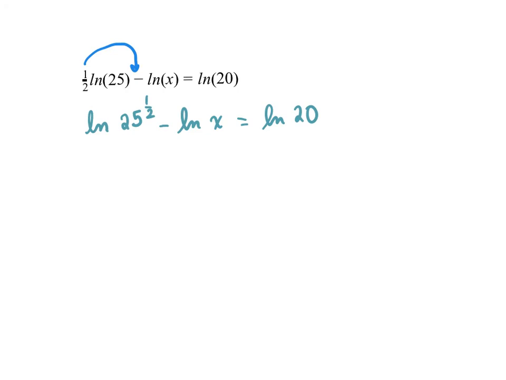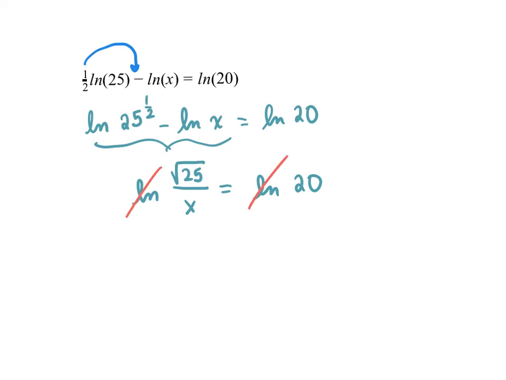So now I have these two logs I have to put together. They are subtracted, so it'll be the natural log of square root of 25, because remember, we're kind of going back and forth with the fractional exponent and the root, but 1/2 power means square root. Square root of 25 over x equals the natural log of 20. Same log on both sides, I can cancel. So I get 5 over x, because the square root of 25 is 5, equals 20.